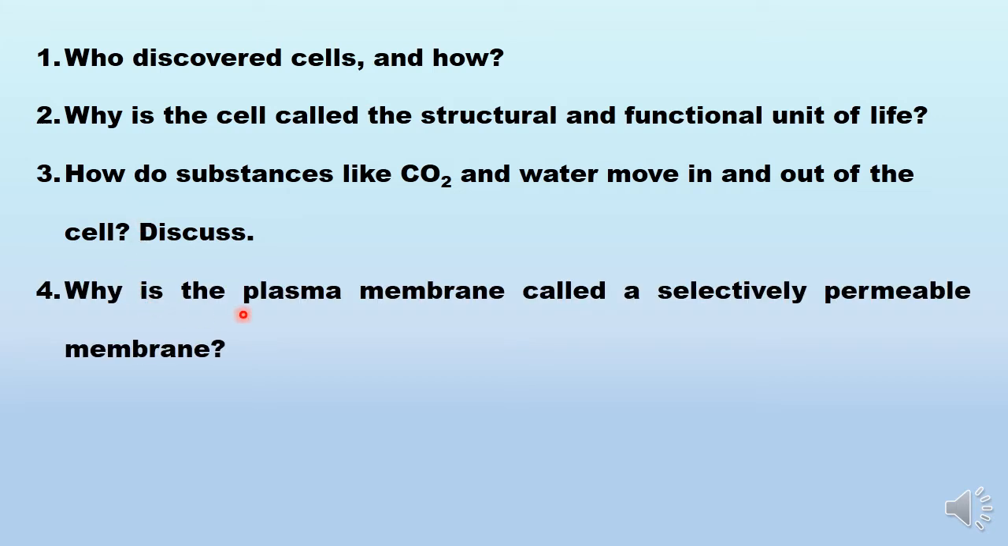Now, why is the plasma membrane called a selectively permeable membrane? So, start your answer by writing plasma membrane is also known as a selectively permeable or semi-permeable membrane, which indicates that it only allows certain substances to move in or out of the cell. That is how it selects which substances can enter or exit the cell, and it does not allow other substances to enter or exit the cell. Since it selects what goes in or goes out, that's why it is known as a selectively permeable membrane.